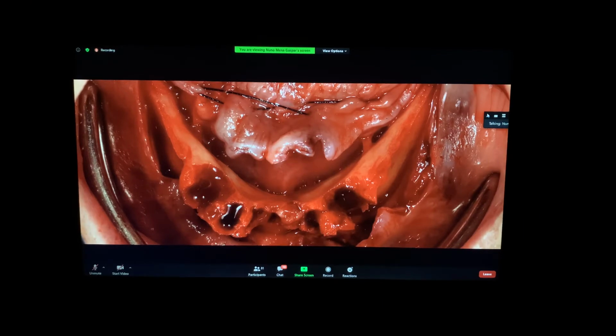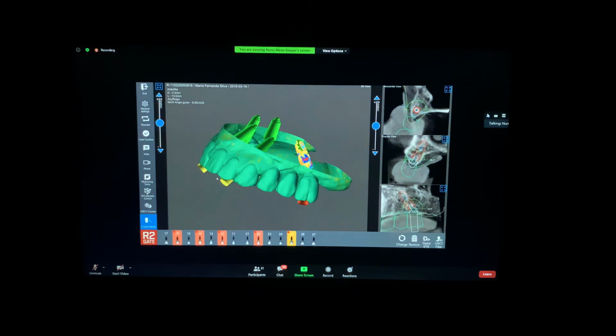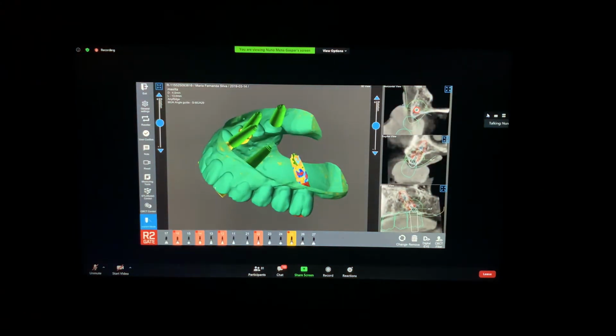Okay. So please, if you want to do full arch surgery, please always use a CT scan, and with it, you can also do your digital planning, okay?